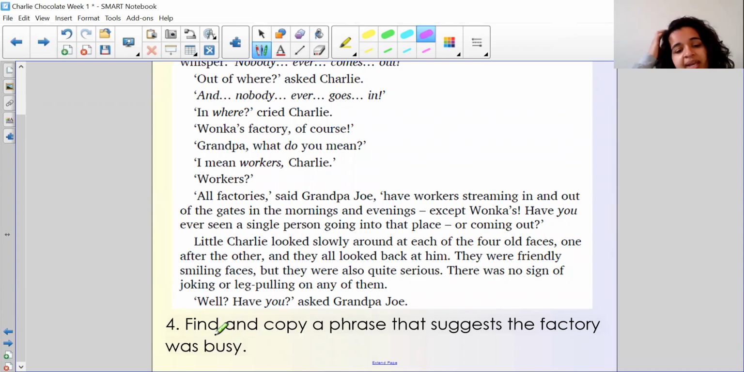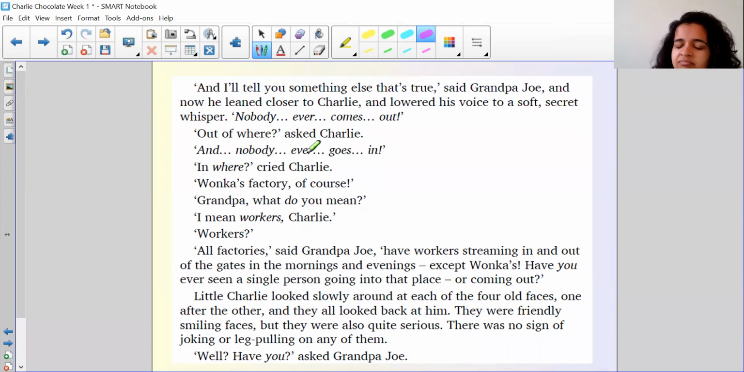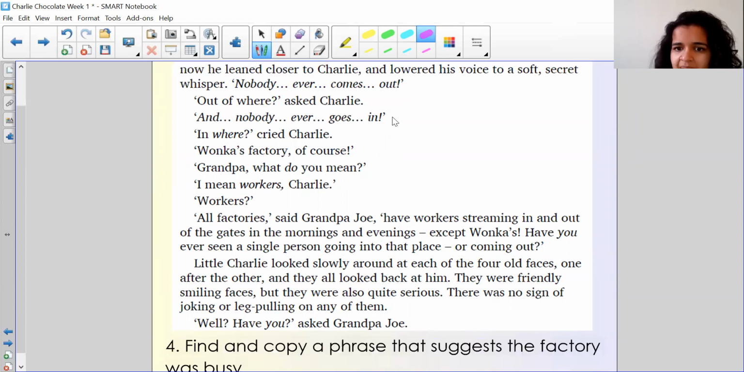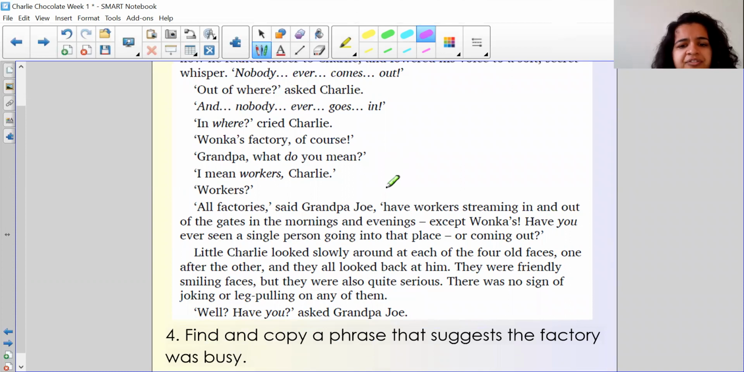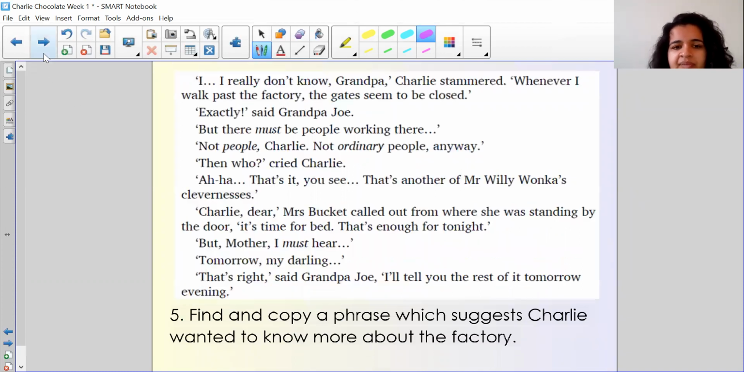So the question for this page, find and copy a phrase that suggests the factory was busy. So it used to be busy. What phrase tells you the factory used to be busy? Now, nobody comes in, nobody comes out. But before that, what phrase tells you the factory was busy? Okay, sorry, this is the last page, not that one.